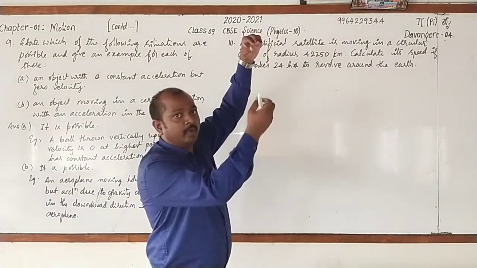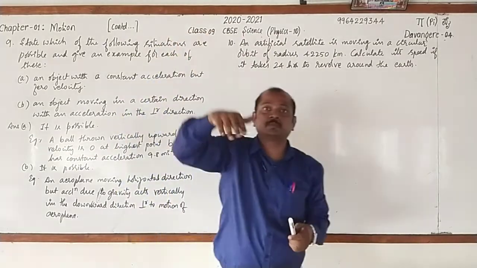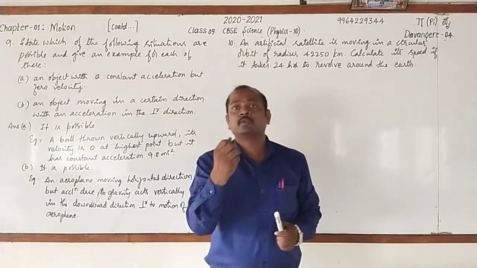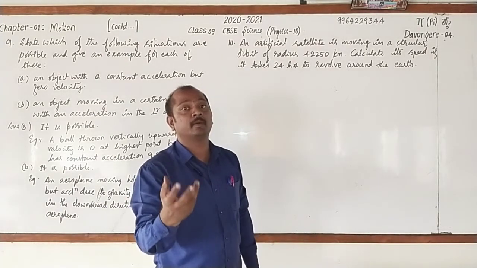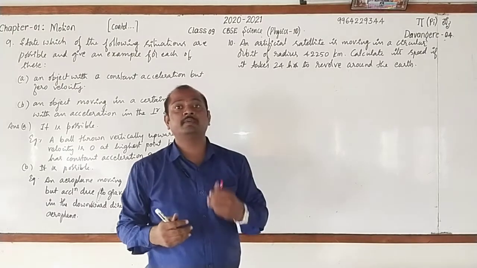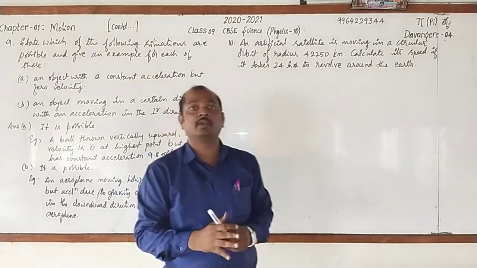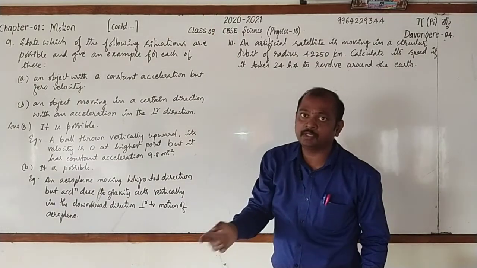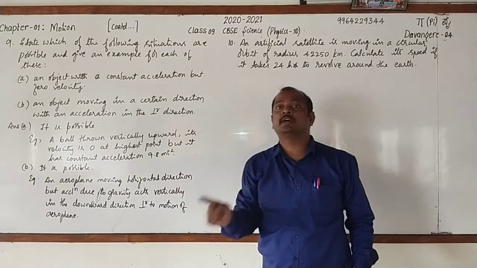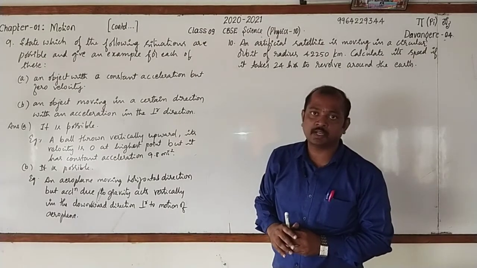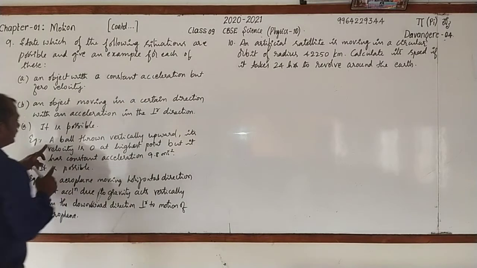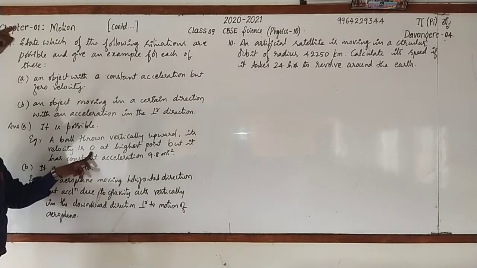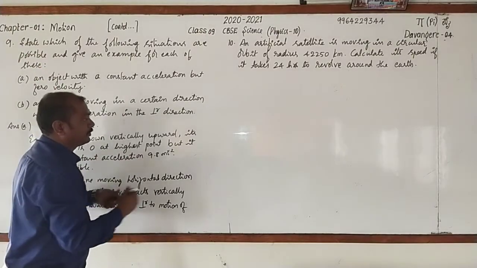So when it is falling, it falls with an acceleration of 9.8 meter per second square. From where does this acceleration come? It is due to the gravitational force of the earth, and this is called acceleration due to gravity. The acceleration gained by a body due to gravitational force of the earth is called acceleration due to gravity. So here I have written the example. A ball thrown vertically upward, its velocity is zero when it is at the highest point.